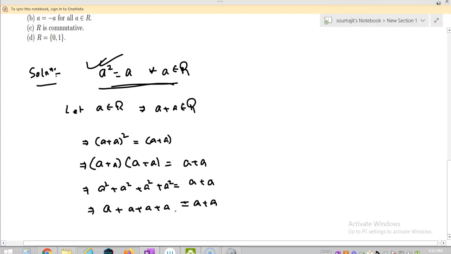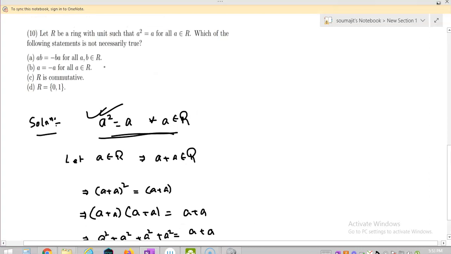As R is a ring, I can say that R under addition is a commutative group. Hence left and right cancellation laws hold for addition. So by cancelling on left and right, I can write A plus A is equal to 0. So I can write A equal to minus A. So option B is true. I have to find out the wrong option, so option B is not our required option.